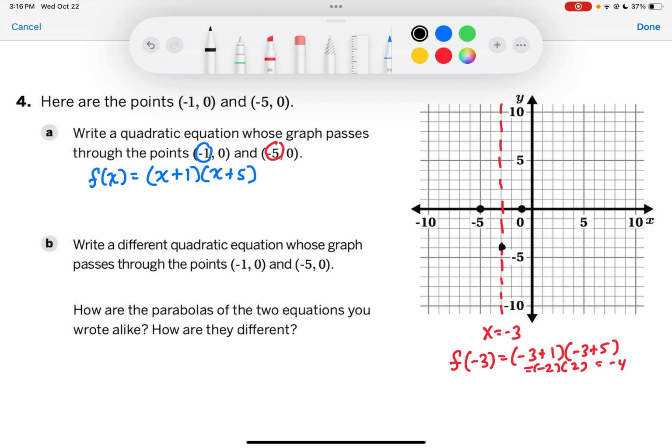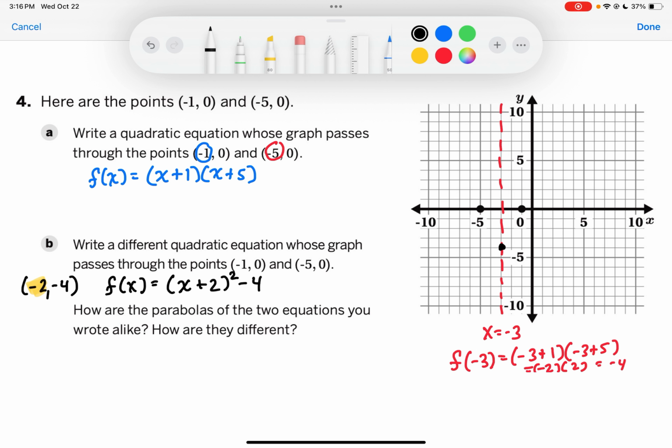All right, so if this is my vertex, I can use vertex form. So I can say f of x could also equal x plus 3, because that's what makes this part 0 when I put in -3, and then -4. This is a second way that you can write this quadratic.